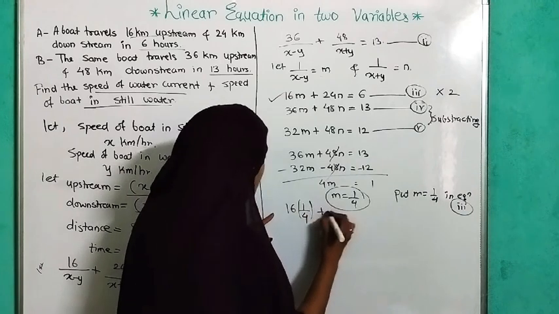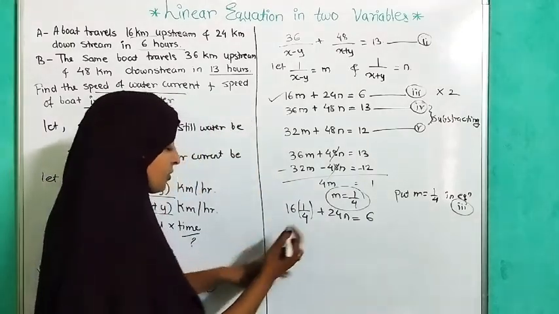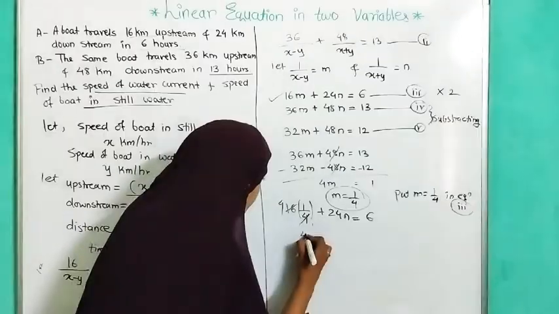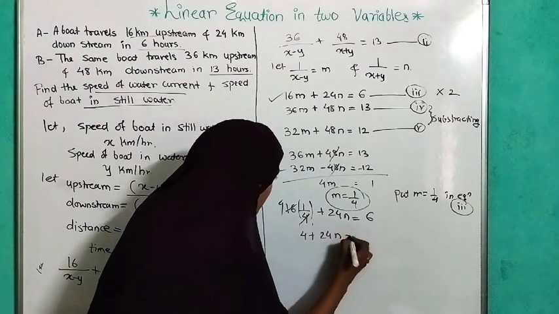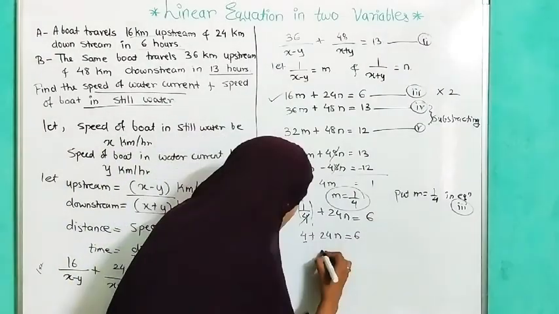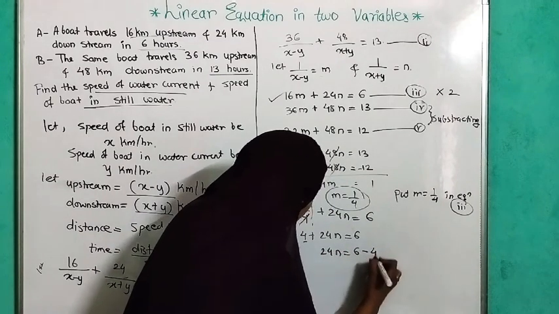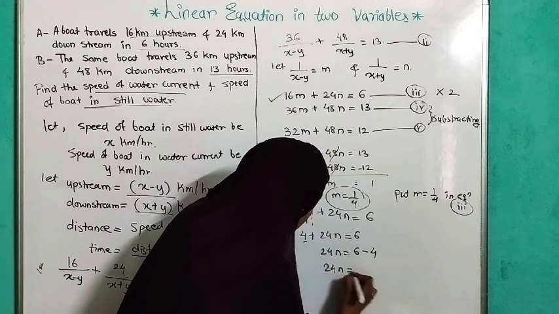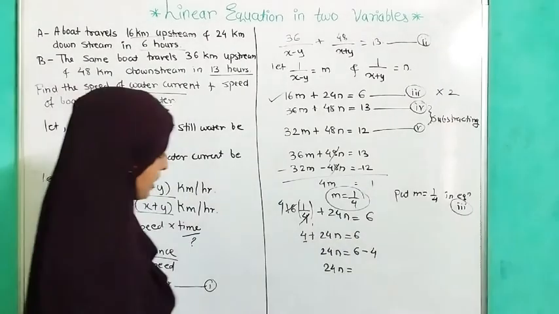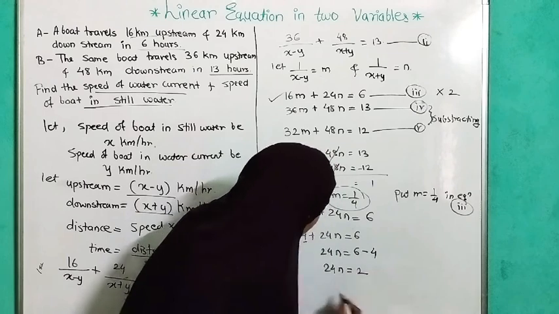16 1 by 4 plus 24n is equals to 6. Now 4 ones are 4, 4 fours are 16. So 4 plus 24n is equals to 6. This 4 is positive. If you are going to shift, it becomes negative. 24n is equals to 6 minus 4. Then 24n is equals to 2.